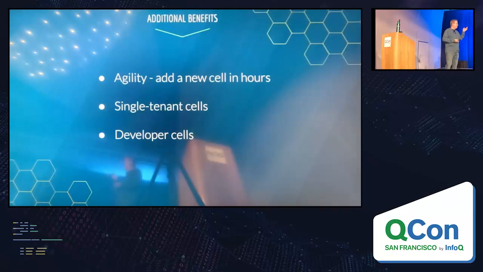With this pattern, we can spin up a small version of our cell in a developer account really quickly, allow them to test and debug their stuff, and then just tear it down and throw it away when they're done, which is really powerful.